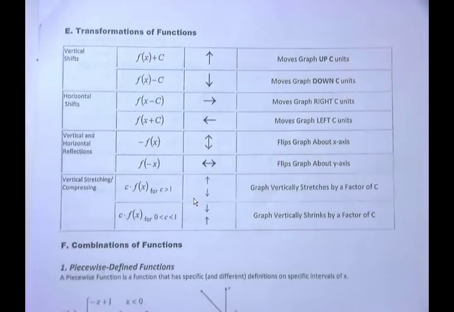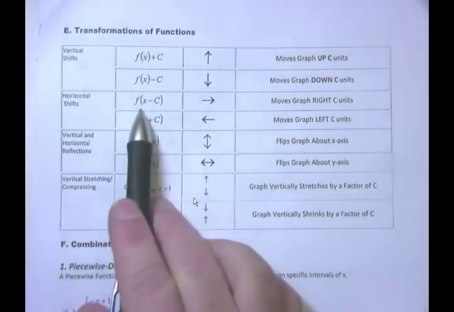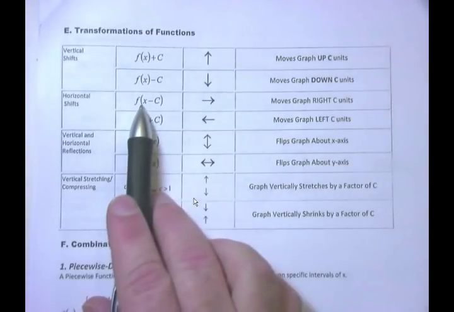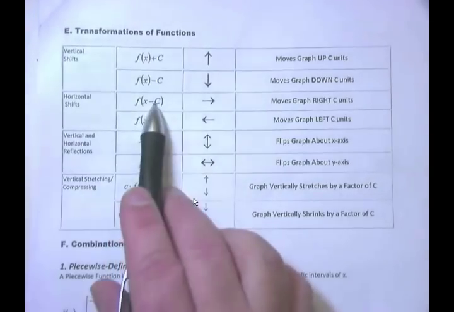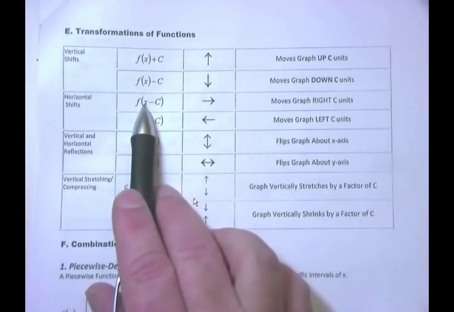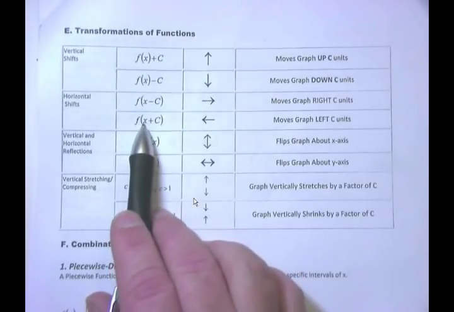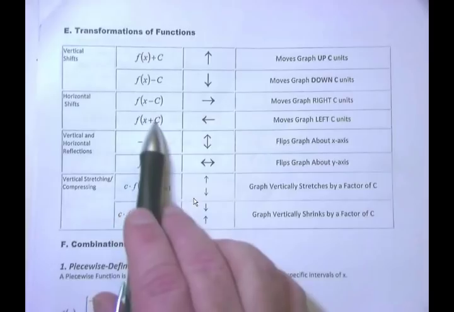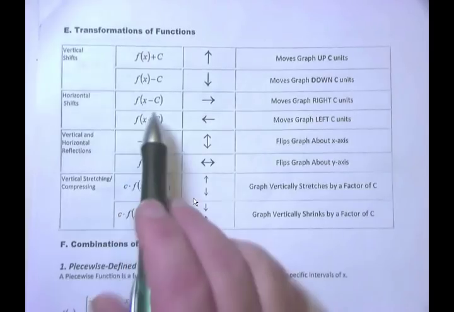That's called a vertical shift. If you have your constant inside the parenthesis where the x is at, it's called a horizontal shift. I have f of x minus c. The minus c is inside the parenthesis where the x is at. And I have f of x plus c. The c is being added inside where the x is at.